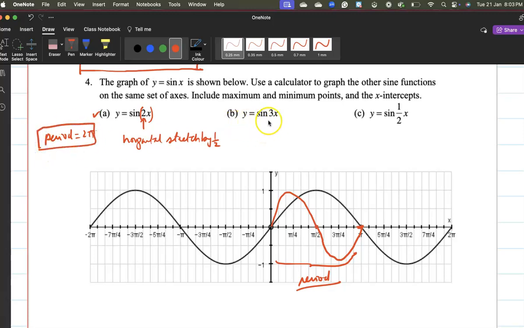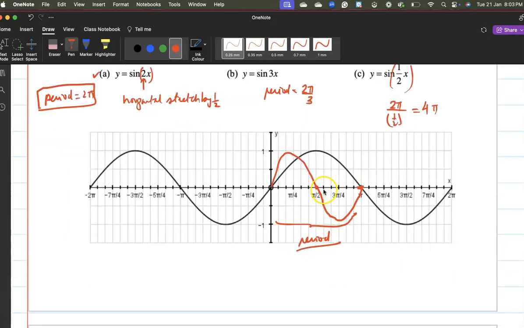Here, what will the period become now for this graph? It would become 2 pi upon 3. Yes. And this becomes 2 pi upon 2. What will the period of this graph become? Times by 2, because you divide by half. So this will be 4 pi.